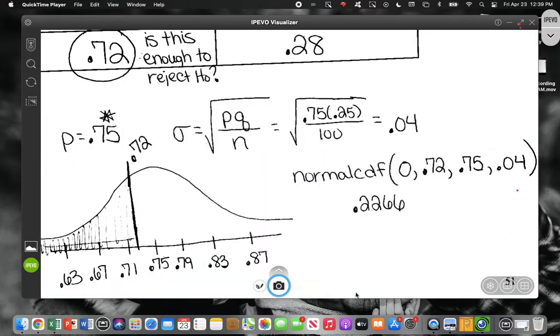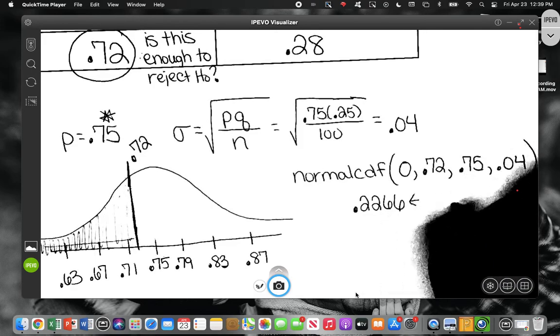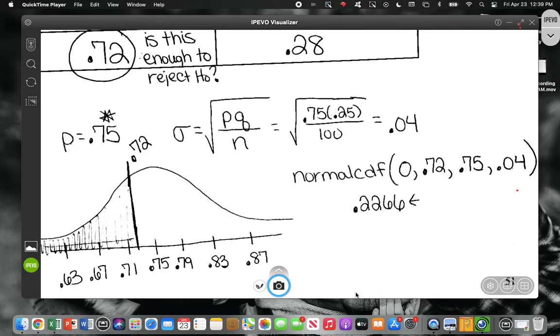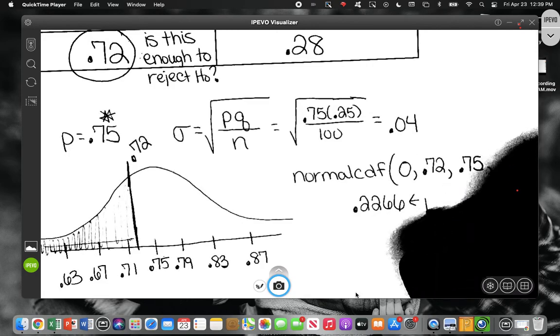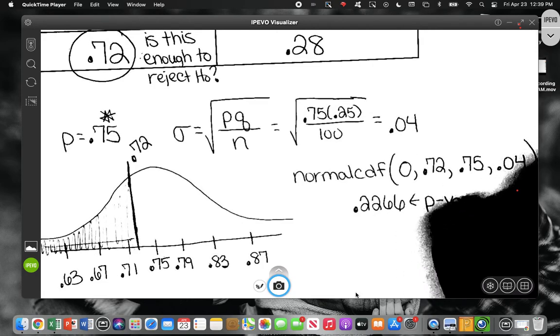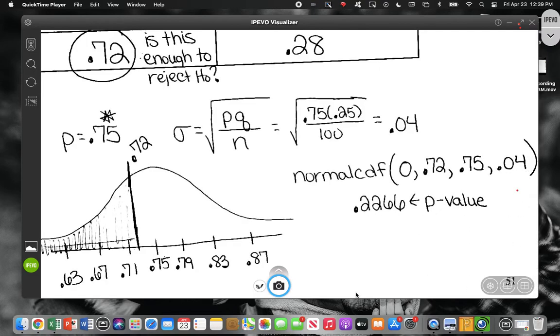All right, so I have to ask you, when we are doing a significance test, we just found a probability, correct? We found the probability that it's less than 0.72. In a test, we are going to call this the p-value, the probability value that we find.